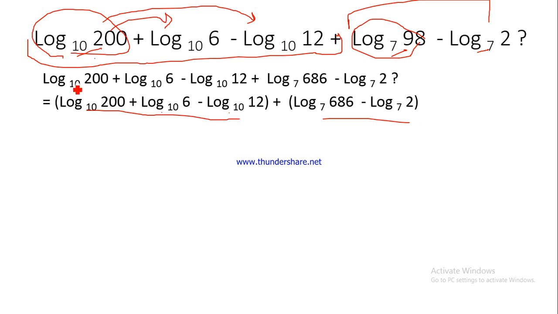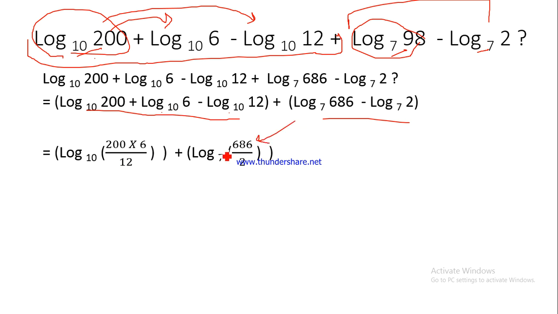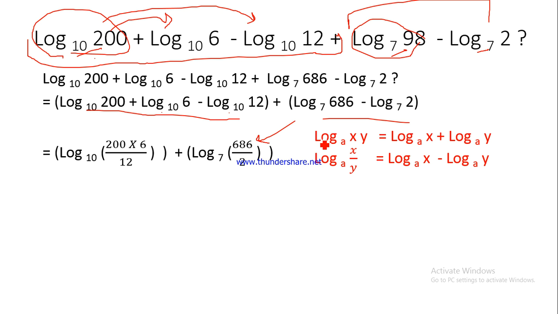Now what we are going to do next is, this becomes log 10 base 200 into 6 divided by 12, and this one becomes log 7 base 686 divided by 2. I hope you remember the formula. We have discussed the first and the second property. Log a base xy is equal to log a base x plus log a base y. So log a base x plus log a base y would become log a base x into y. And this is what I've done here. This portion is basically the right hand side, so I have converted it into the left hand side, right?